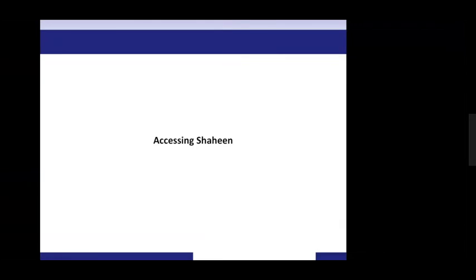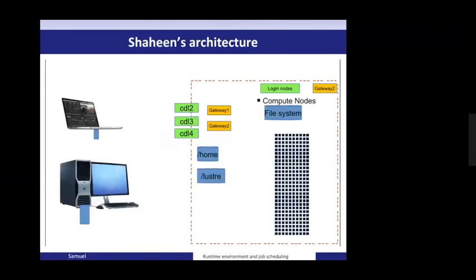So accessing Shaheen. As Sabir mentioned, from a very high level, you have got these login nodes, and then there is a gateway node, and then you have got a bunch of compute nodes with file system mounted on them. When you use your workstation, you're only going to use an SSH session to get onto the machine, and you will never interact directly with this system except for the login node.